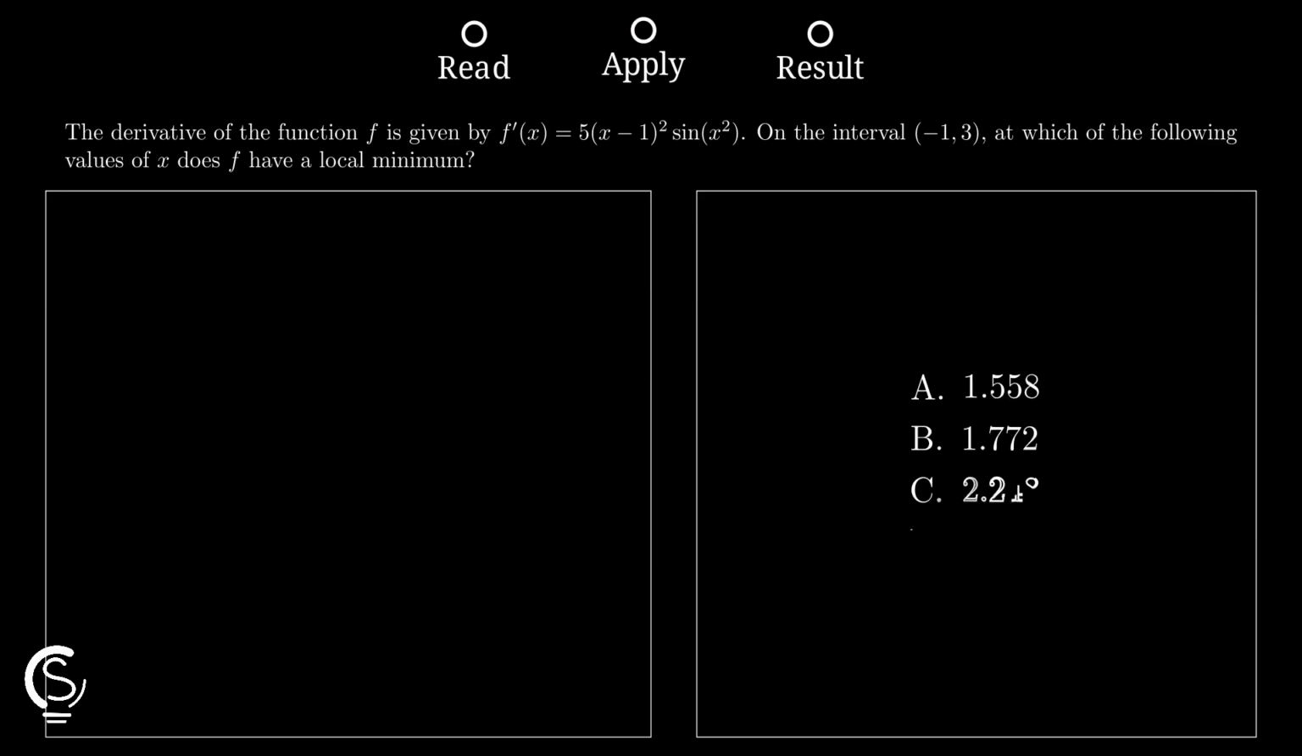First, we look at the derivative equation provided. Since the squared term is always positive, the sign of the entire derivative depends entirely on the sign of the x squared term here.